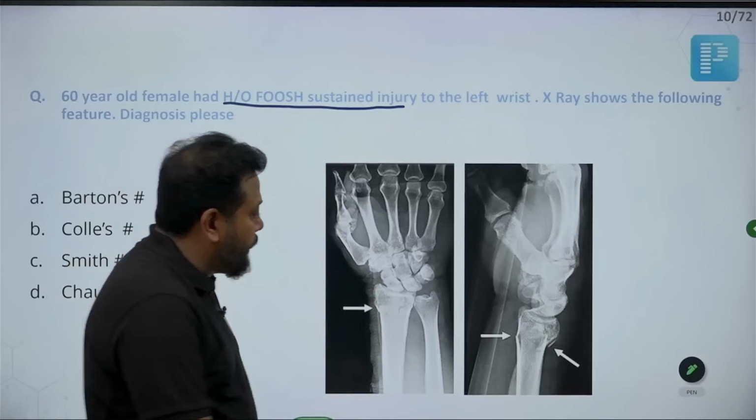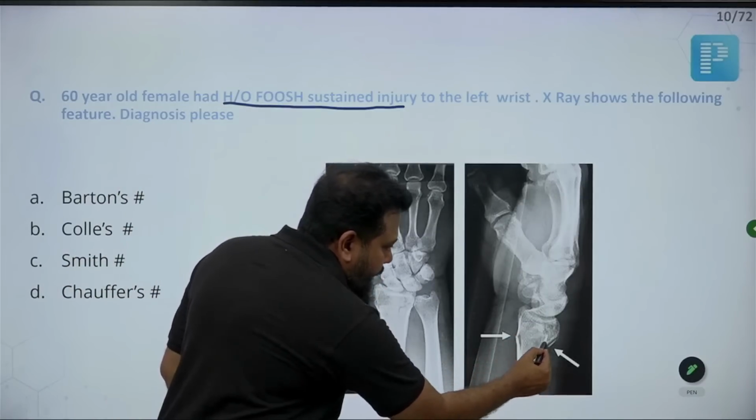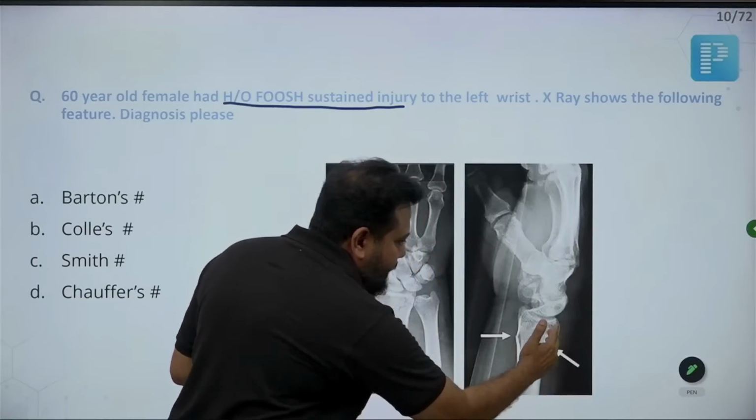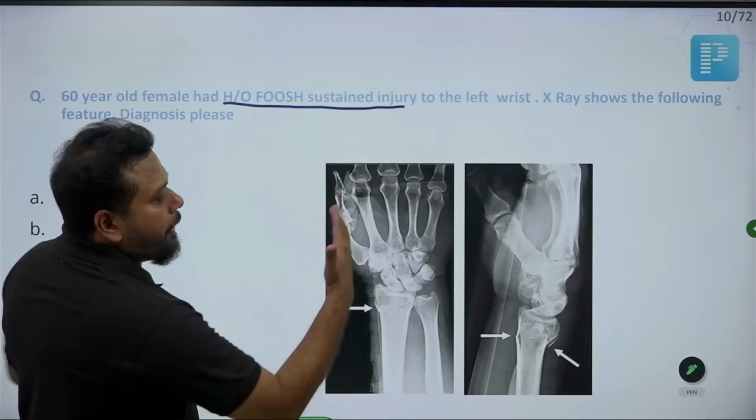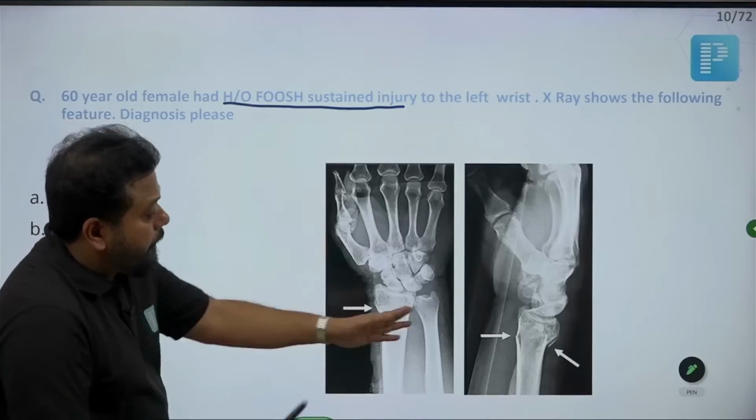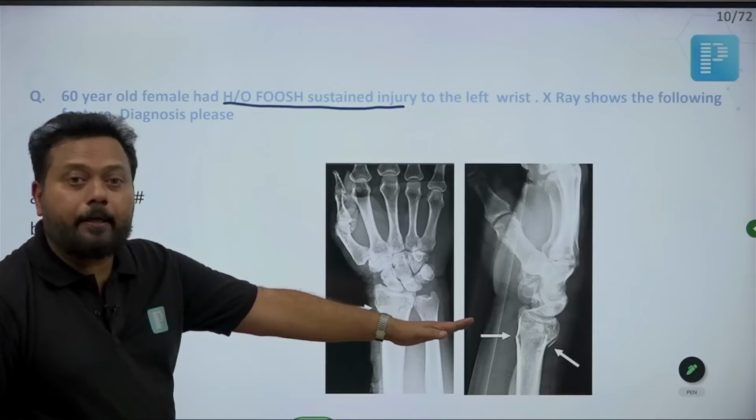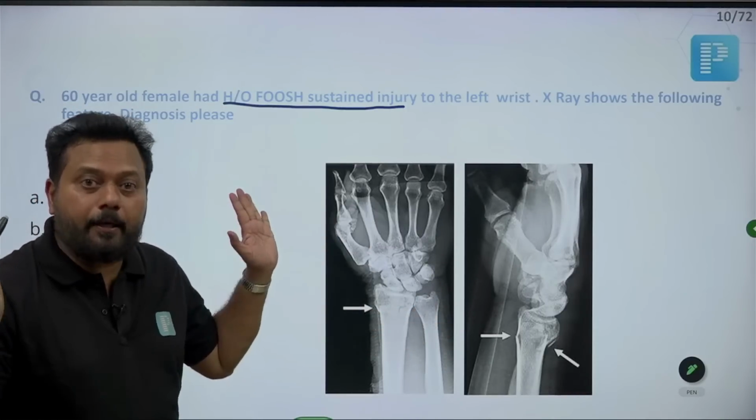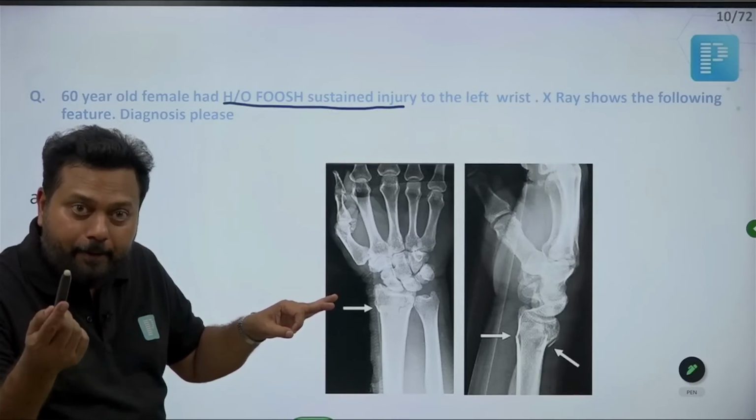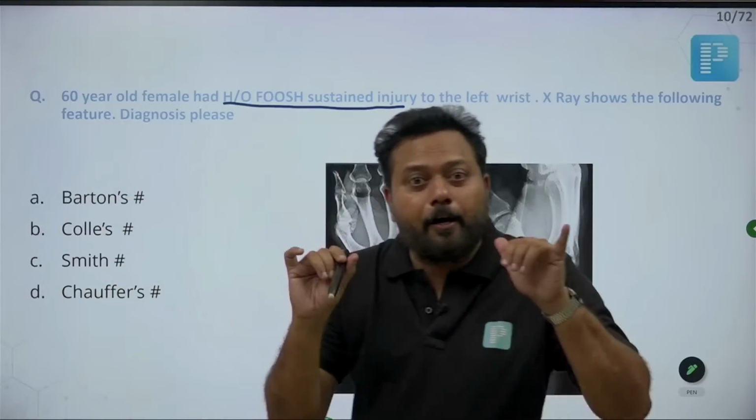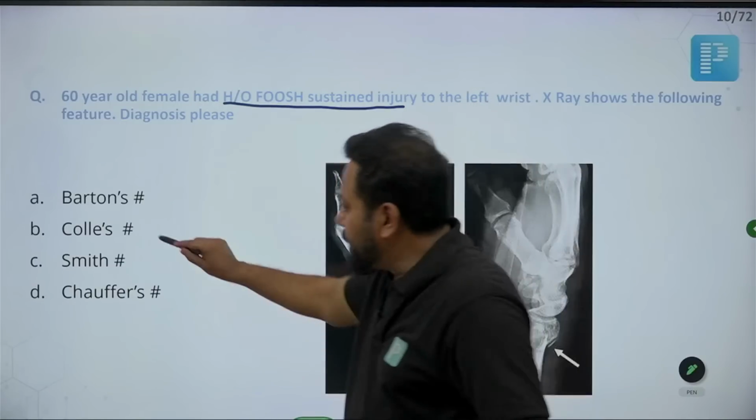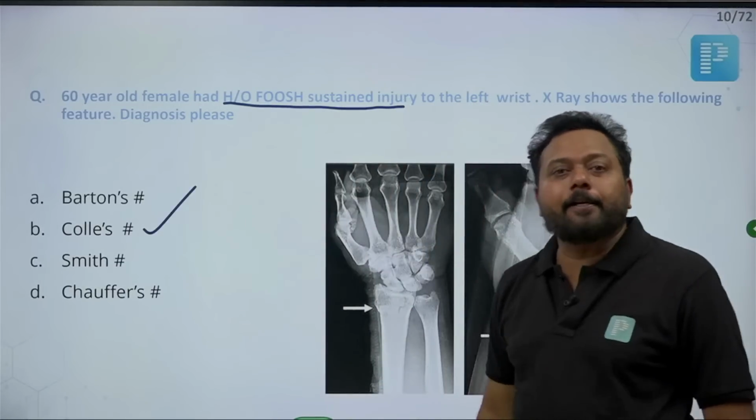Second point, on lateral view, proximal fragment is here. This is the distal fragment. Distal fragment is displaced dorsally. This is the lateral view. This is the dorsal aspect. This is the volar aspect. So the distal fragment is displaced dorsally. So a distal radial fracture which is displaced dorsally, not involving the articular surface, that should be a Colles fracture. That is the commonest fracture in elderly.